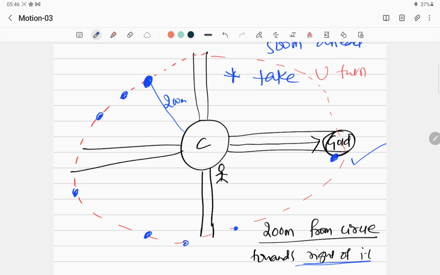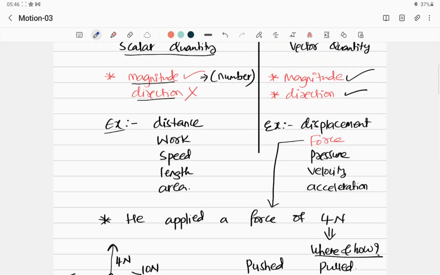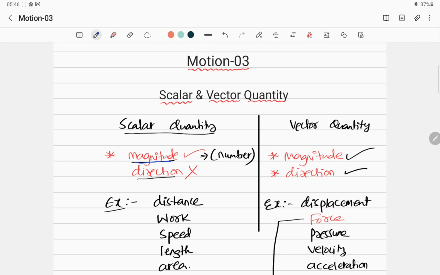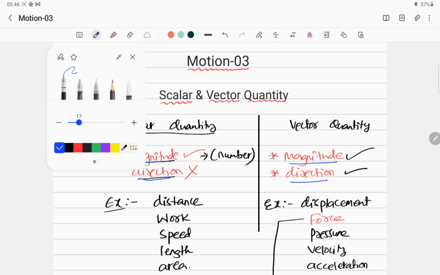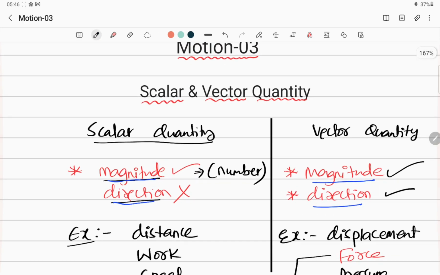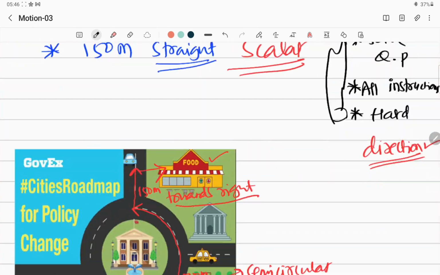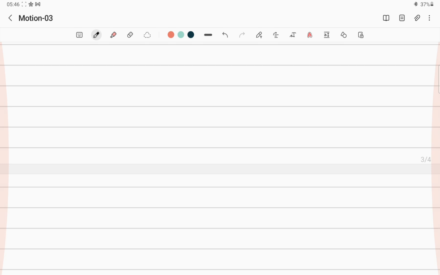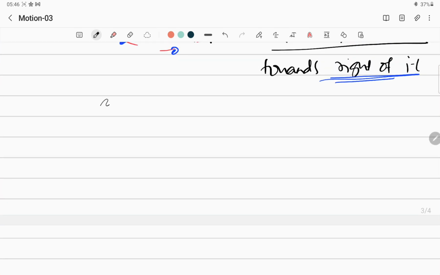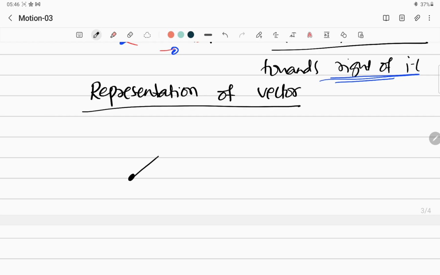All right, so what I'm trying to say is that direction is very, very important in explaining the concept of vector. Scalar means it is just a quantity with magnitude but no direction, but vector means magnitude as well as direction. I hope the concept of scalar and vector is quite clear to all of you. How the vector is represented is there in 11th class. Not representation of scalar, representation of vector. I will just give you a hint of that. Vectors are represented like this. Look at this.